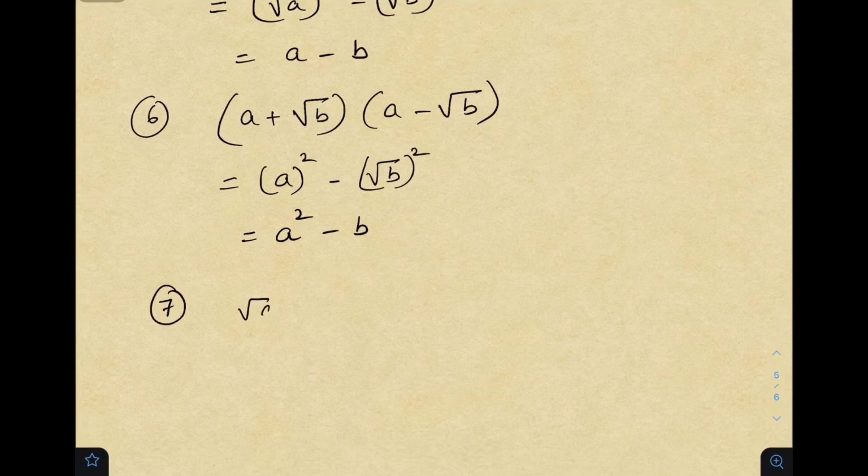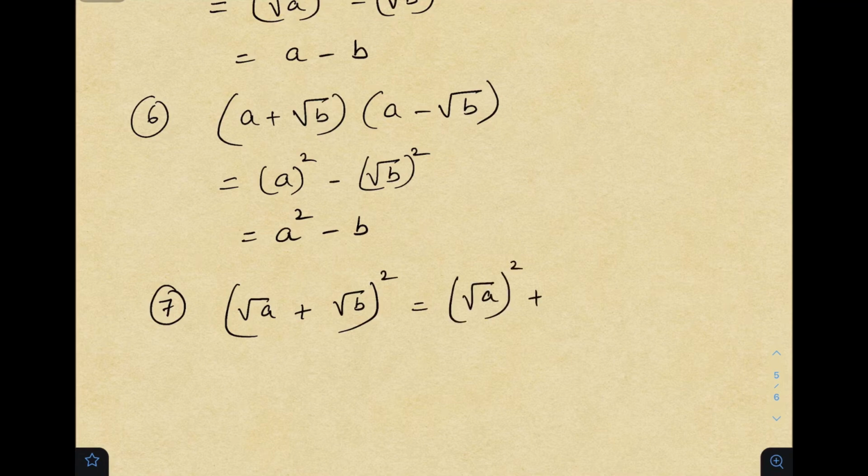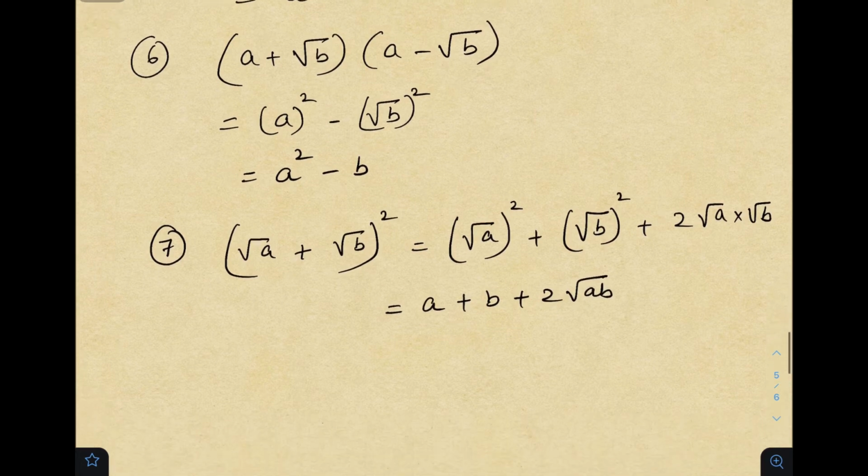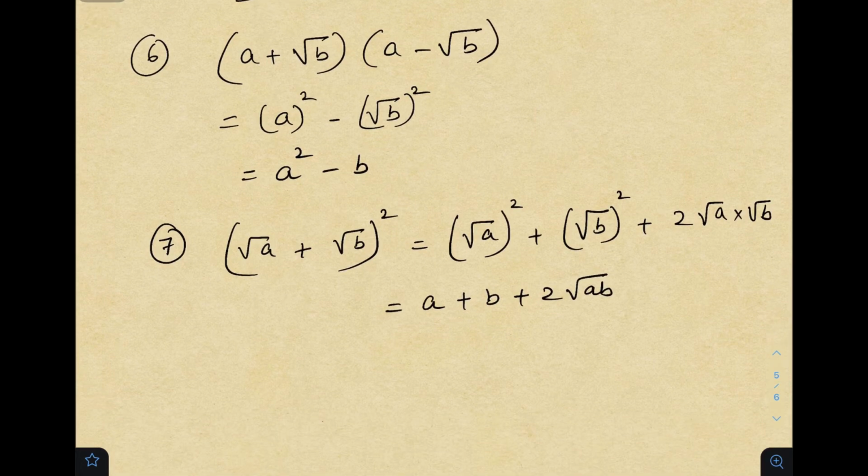The seventh rule is root of a plus root of b whole square. So we have to apply here the identity of a plus b whole square. So we get root a square plus root b square plus 2 times root of a into root of b. Root of a square gives us a, root of b square gives us b, and 2 root ab is the third term. So basically we just need to apply the identity.